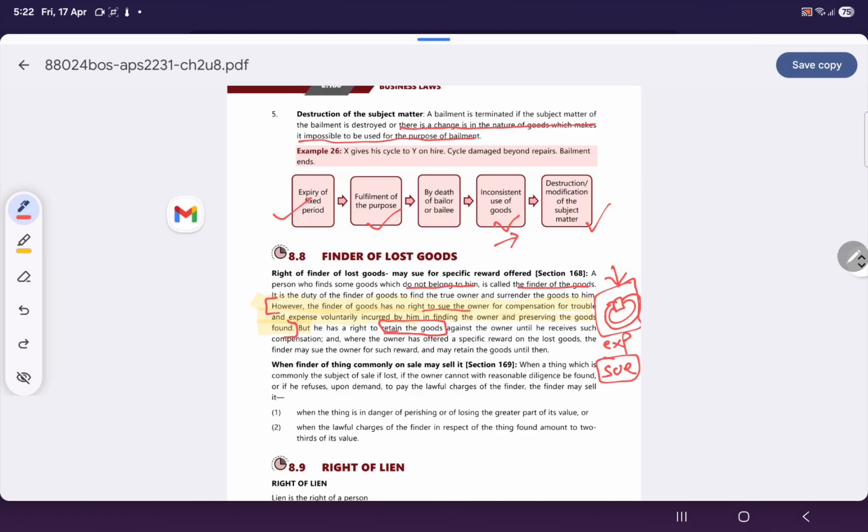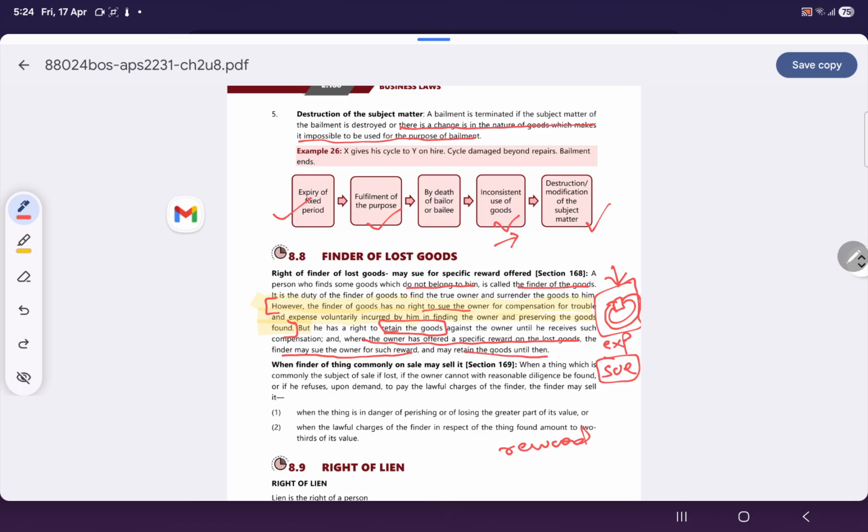Now, if the owner is giving a reward to some person who has found those goods, and where the owner has offered a specific reward on lost goods, the finder may sue the owner for such reward. Originally, he cannot sue, but if the owner gives a reward for such goods to the person who has found it, then he can sue for such reward and may retain the goods until then.